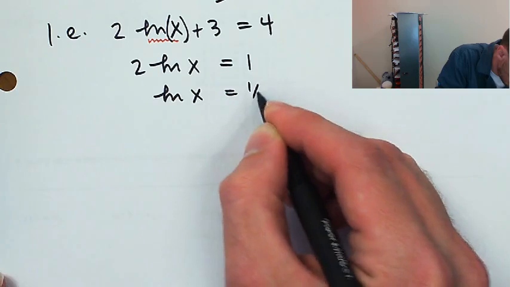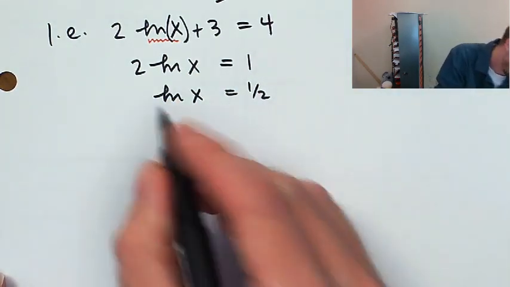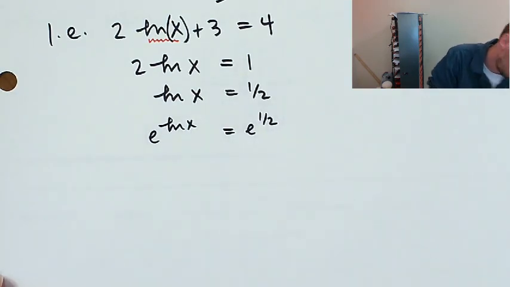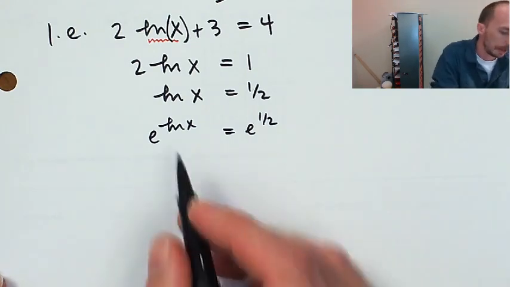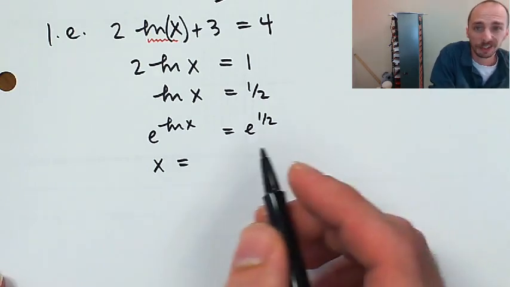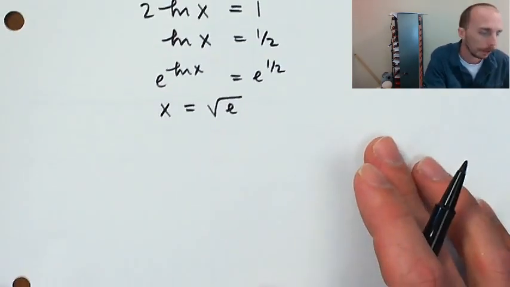Means natural log of x equals 1/2. And now to get rid of the natural log, I need to take e to both sides. So I'm going to say e to the natural log x equals e to the 1/2. E to the natural log x, that just is x, and that's e to the 1/2. You could write it as e to the 1/2 if you want. I might just say that's the square root of e, just to remind you that those are the same thing.